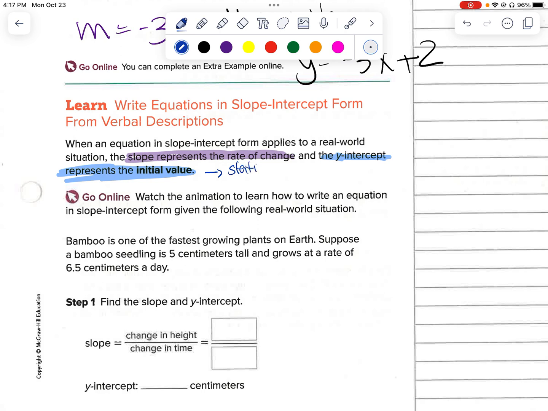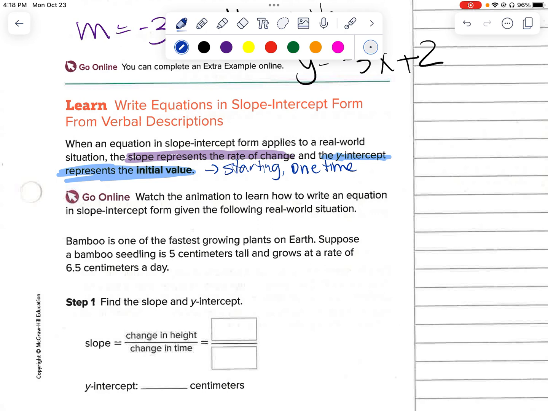The starting fee. I can't spell starting today. We called it starting. We called it the initial. We called it the one-time fee, things like that.